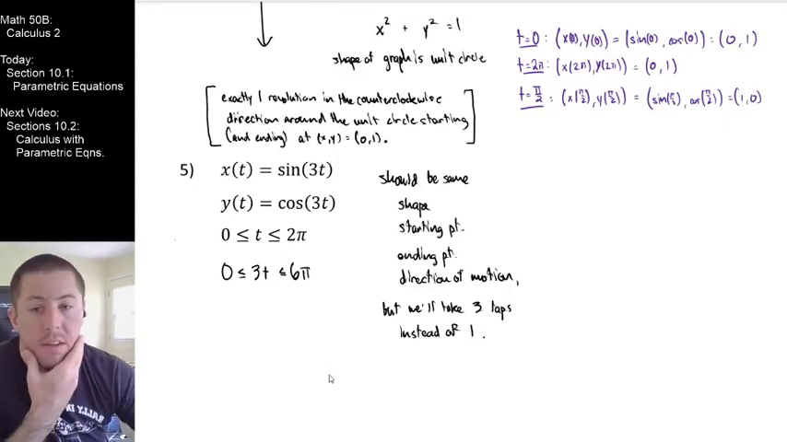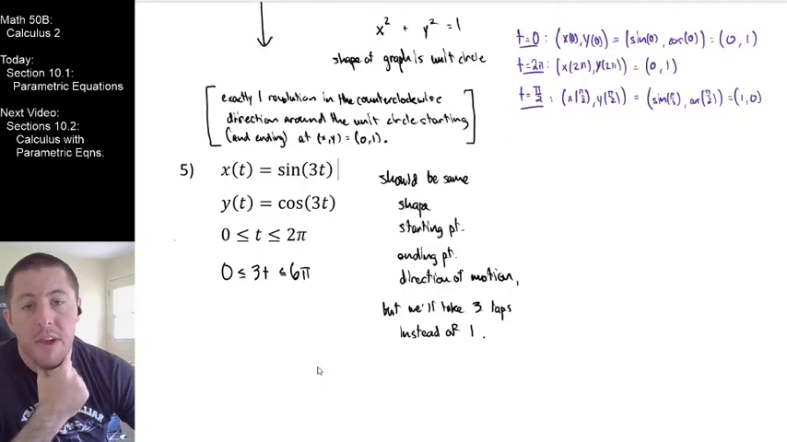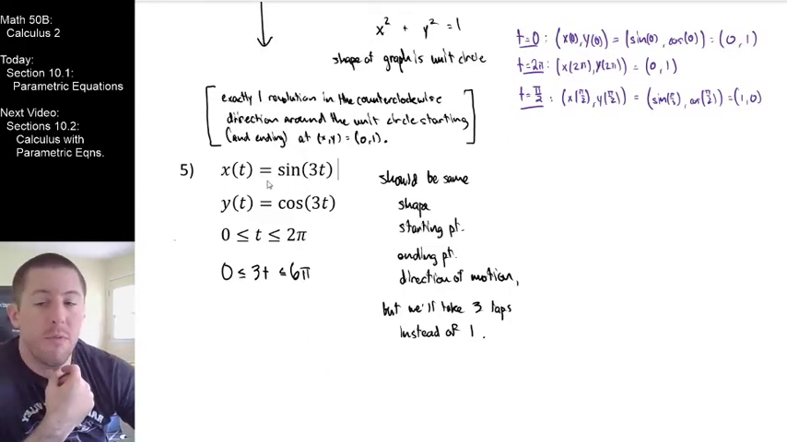Now, I do want to say one other thing about this. How else could we have taken 3 laps around this thing? What other modification could we have made? So one thing I want to compare this to is, what if we had just left this as sine of t, cosine of t? What else could we have done? Well, we could have just done 0 to t to 6 pi. Notice in that case, what that's saying is just do this for 3 times longer.